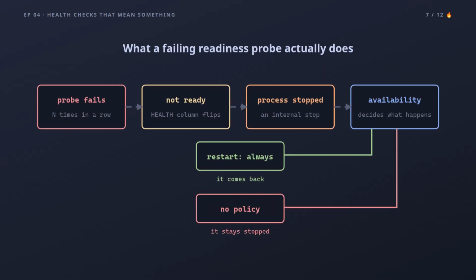Now the part that differs from Kubernetes. In Kubernetes, a failing liveness probe restarts the container and a failing readiness probe just takes it out of the load balancer. Here it's the readiness probe that acts. When a readiness probe fails past its threshold, the process is marked not ready and then stopped. What happens next is decided entirely by its availability block.